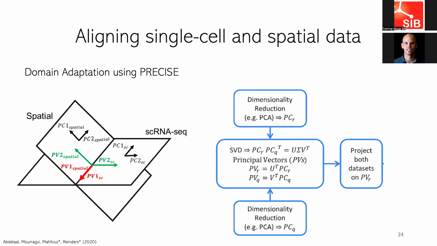So you have these principal components from spatial and principal components from single cell data. If you do this, you now call them principal vectors. You try to define the PCs that have the maximum similarity. PV1 is now the pair of principal vectors that has the maximum similarity between the two data sets. PV2 is the one with the second highest cosine similarity, and so on. So in a way, you're rotating one space to align with the other one.